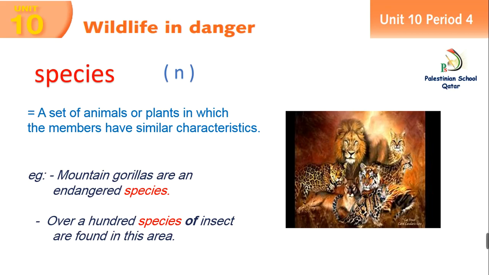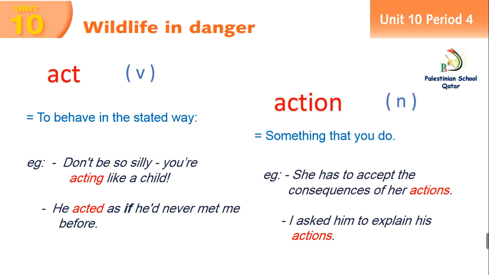After this, we have act. Act is a verb, to behave in the stated way. For example, don't be silly, you're acting like a child. He acted as if he'd never met me before. The noun of act is action, something that you do. For example, she has to accept the consequences of her actions. I asked him to explain his action.